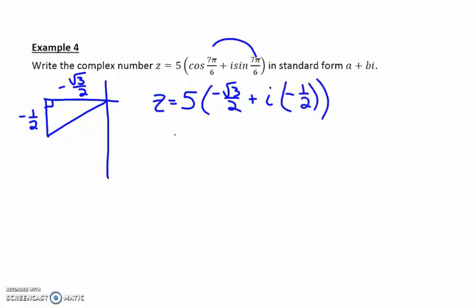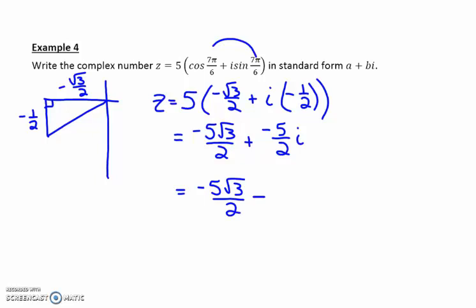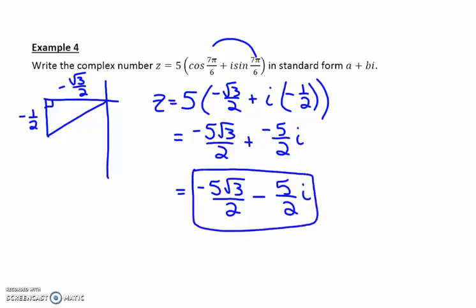All right, and then we're going to distribute that 5. So -5 square root of 3 over 2 plus -5 halves times i. And if you want to rewrite that, you can. I would accept this as the answer, but if you want to rewrite it so that it's minus, if you don't like the plus minus thing, you can rewrite it like this. So either one of these two are acceptable answers, in my opinion.